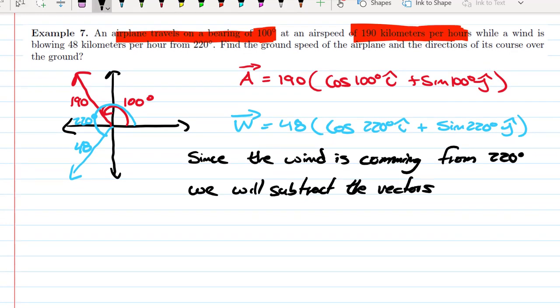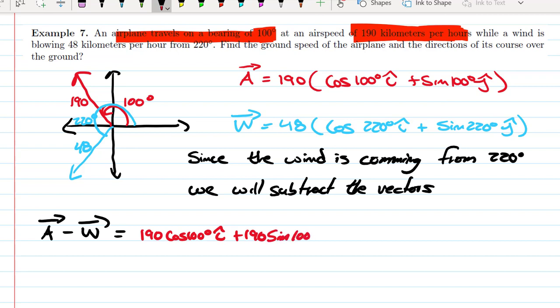So we want A minus W, which, if we write them in component form, distributing the 190 in, we're going to have 190 cosine 100 i plus 190 sine 100 j minus 48 cosine 220 i plus 48 times the sine of 220 j.